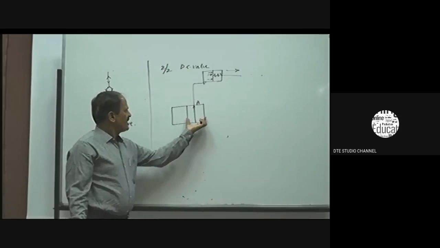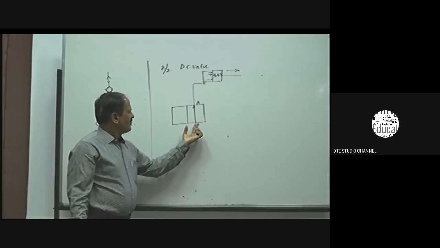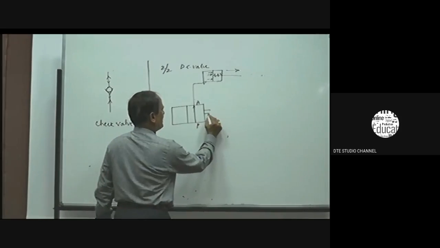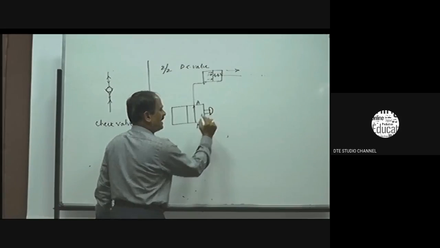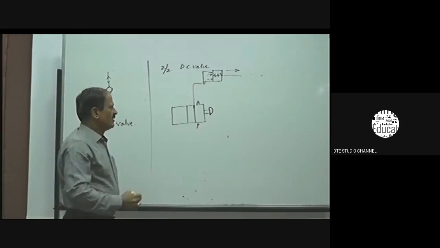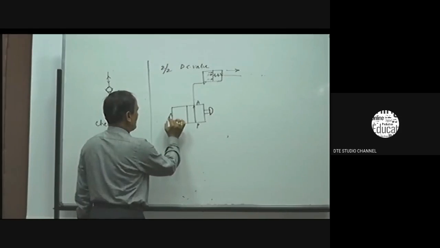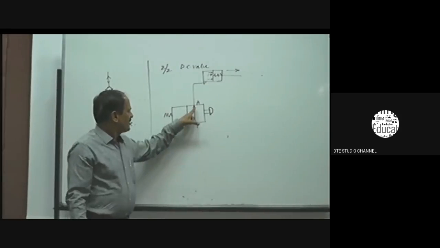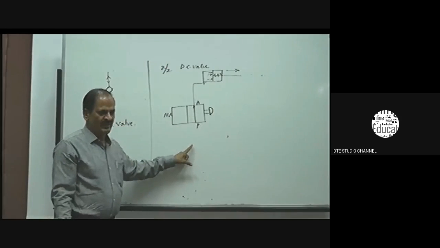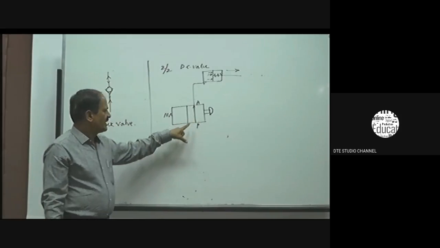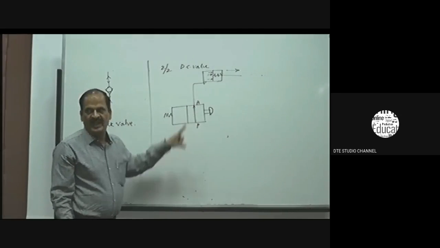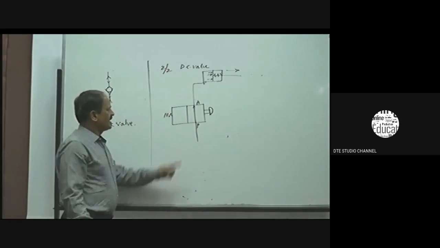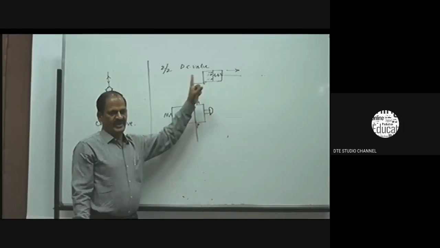In the first position, connection is made from P to A. For operating this valve, there is a push button. The actuating element is a push button. At the other end of the DC valve, there is a spring. The first position of the 2 by 2 DC valve is shown by the box. The connection is made from P to A. P connected to the pump and A connected to the working port of the actuator.